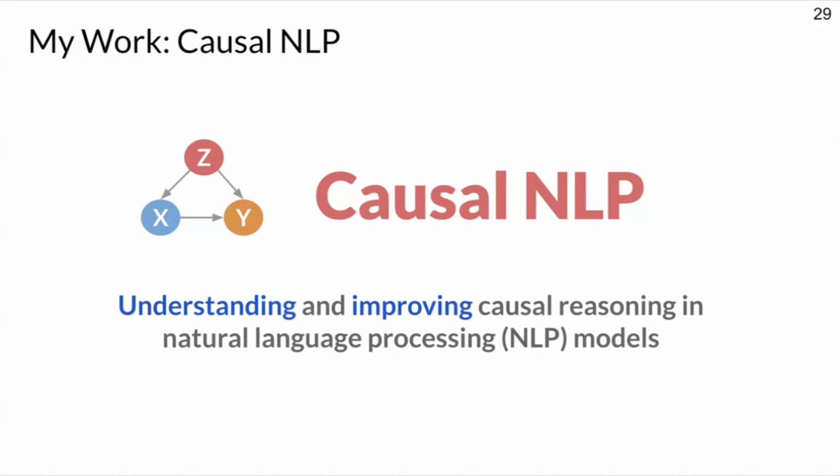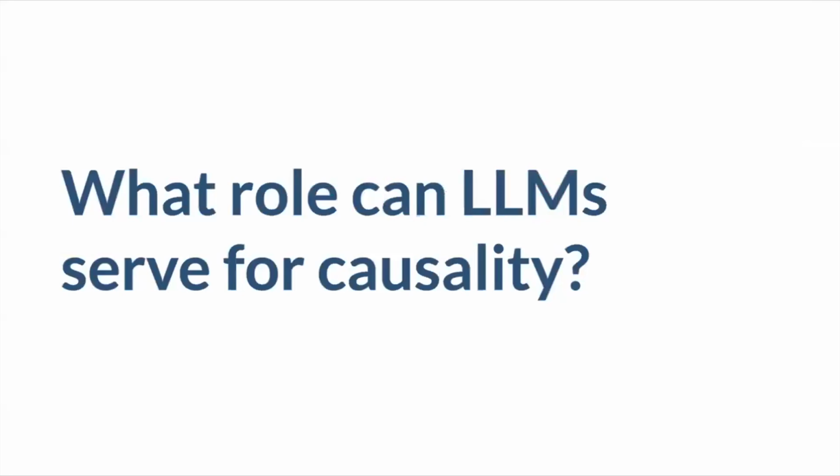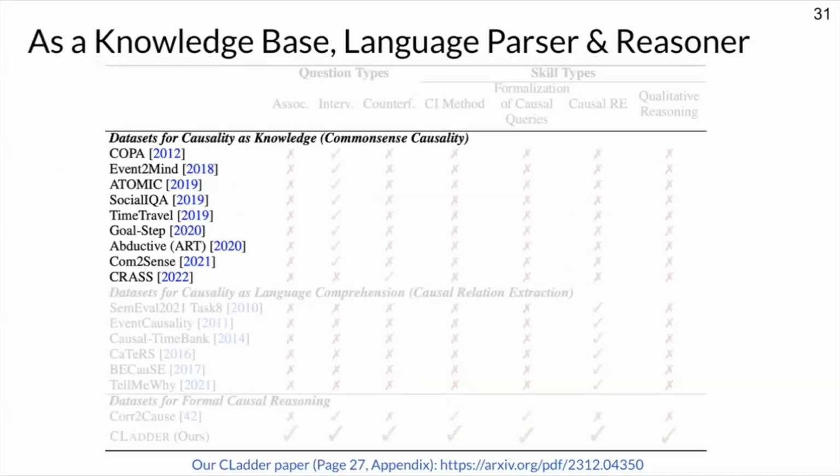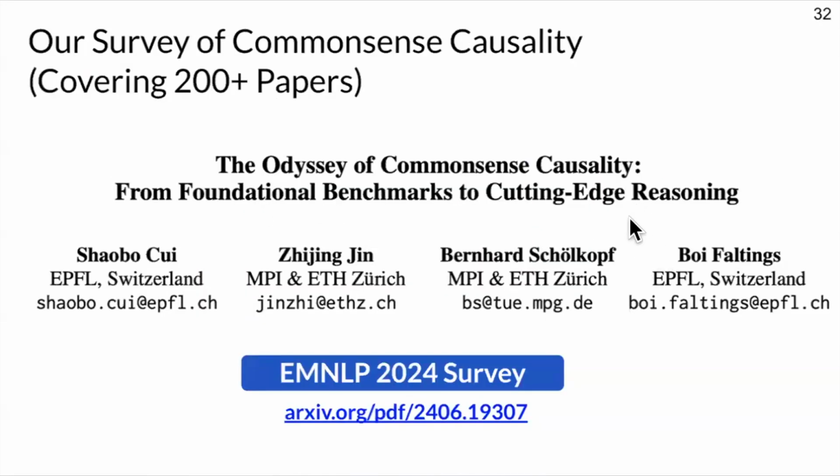For my work, I extensively focus on causal NLP, namely understanding and improving causal reasoning in natural language processing models. And let's say that if our goal is to discover causal effects, given two variables, tell us their relation, what exact role does an LLM serve for them? Looking into what LLMs can do, I will first cover a little bit of a literature review on this, and then zoom into my portion of the work on reasoning. So in general, LLMs can be used as a knowledge base, a language parser, and a reasoner. If we use it as a knowledge base, it could be things such as common sense causality.